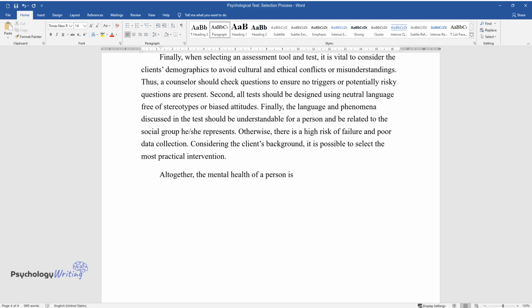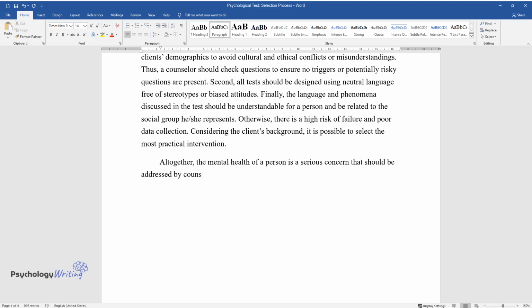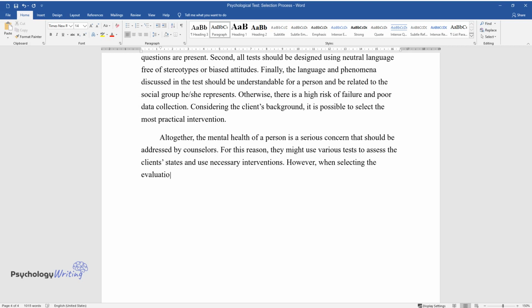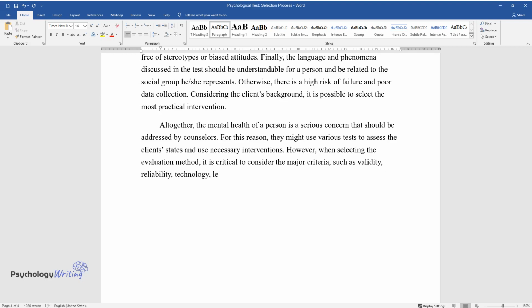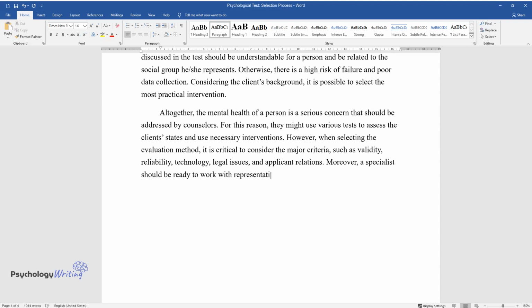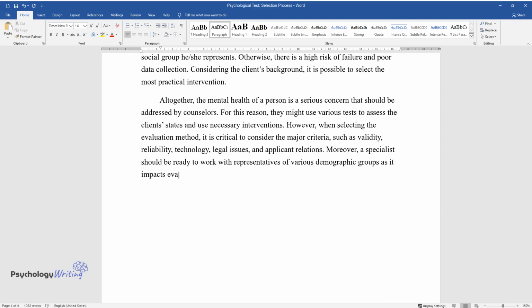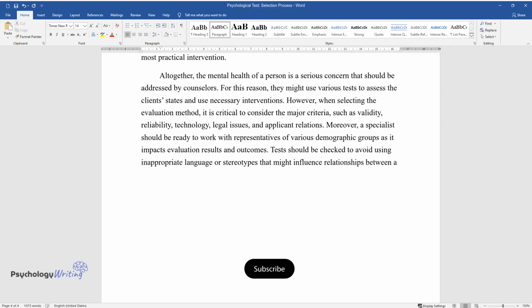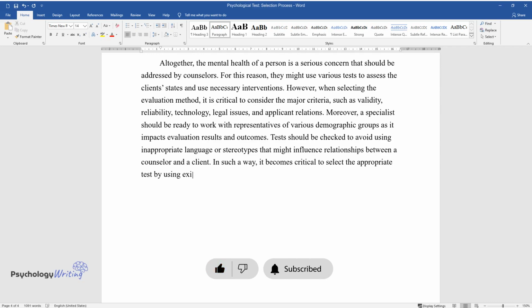Altogether, the mental health of a person is a serious concern that should be addressed by counselors. For this reason, they might use various tests to assess the client's states and use necessary interventions. However, when selecting the evaluation method, it is critical to consider the major criteria, such as validity, reliability, technology, legal issues, and applicant reactions. Moreover, a specialist should be ready to work with representatives of various demographic groups as it impacts evaluation results and outcomes. Tests should be checked to avoid using inappropriate language or stereotypes that might influence relationships between a counselor and a client. In such a way, it becomes critical to select the appropriate test by using existing guidelines.